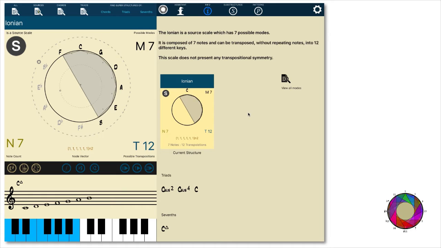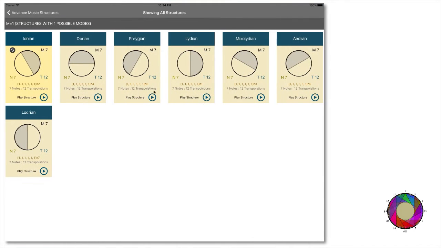All the basic information for a structure is encoded here. So N7 here shows the number of notes in the structure. The T12 here says there are 12 different major scales, and the M7 here tells us that there are 7 modes of the structure. If you want to see all the modes, you can tap on the View All Modes button. So, there are all the modes of the Ionian sorted by mode number.